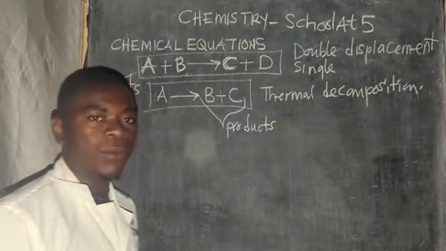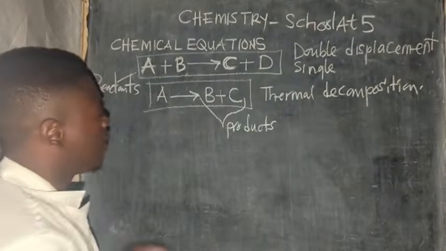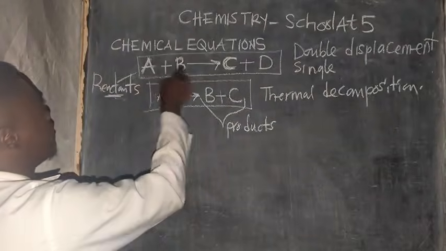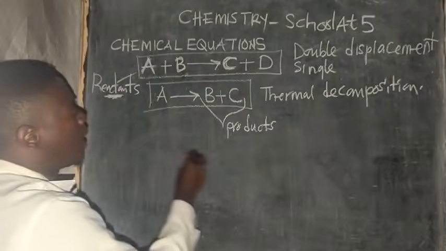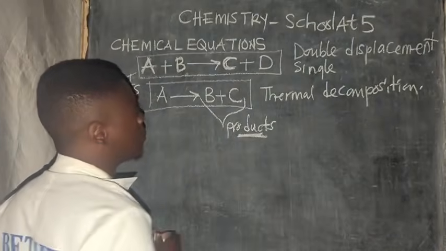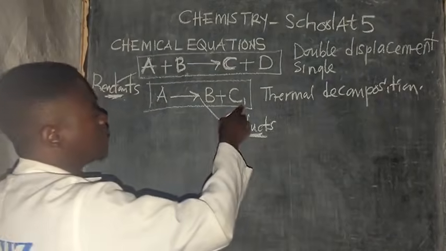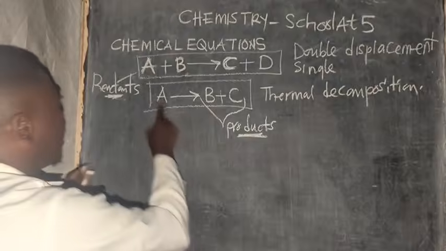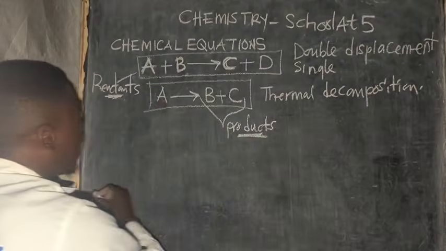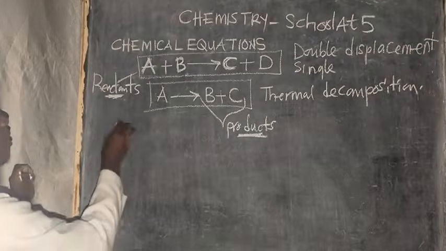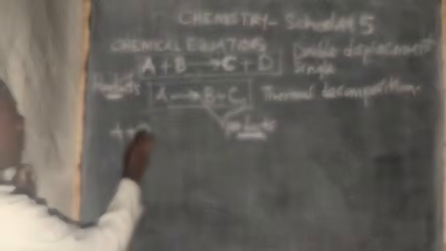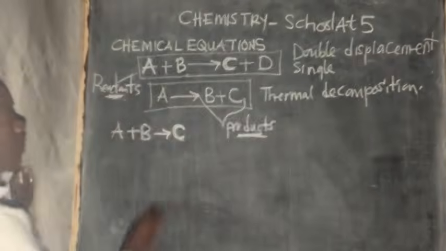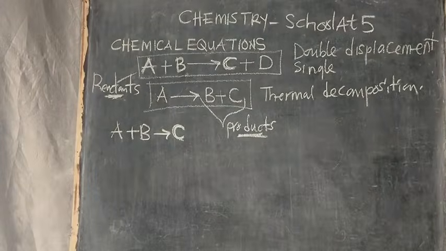So this is what I want you to understand. So I'm saying that these two are called reactants, and these two are called products. I was saying that there are those type of equations where one thing like this is broken down to this. And we've got a type of equation where if A plus B reacts together, they just get to produce one thing like this.